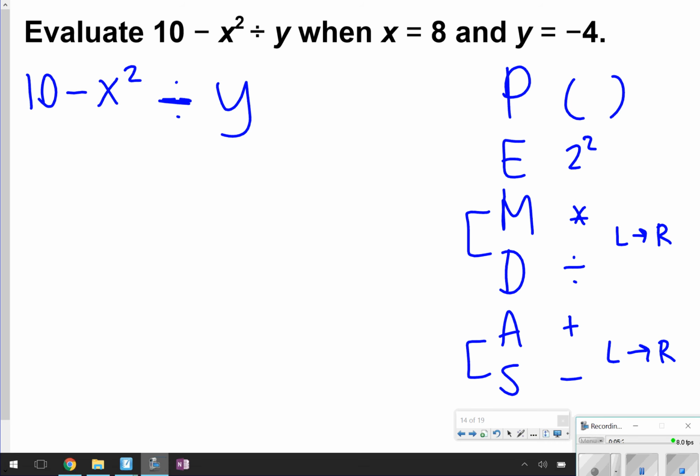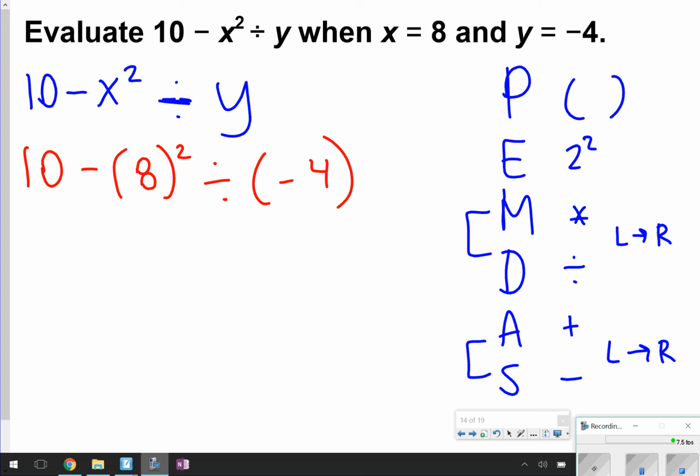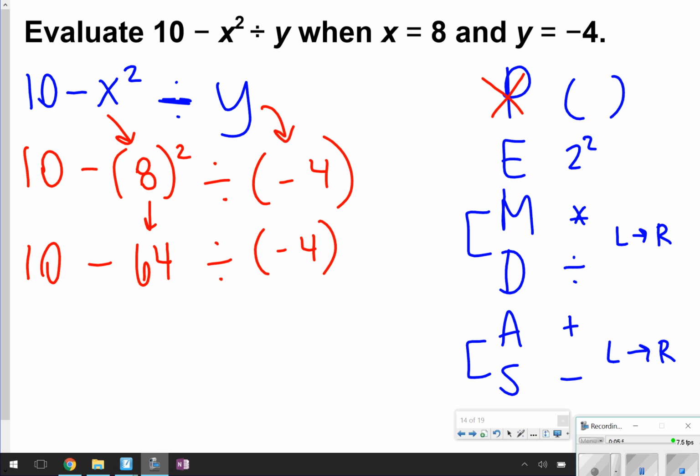The first thing you're going to do is copy down the question. Next, you'll plug in what x is equal to, 8, and what y is equal to, -4. I'm now going to solve using order of operations. Parentheses, there's nothing in parentheses except this -4, and I really can't do anything with it, so I'm going to go on to the next thing, exponents. I do have an exponent, that is 8 squared. That's going to give me 64. You're going to bring everything else down, just like you see here, and then go on to your next step.